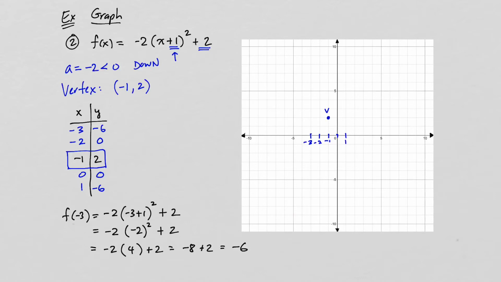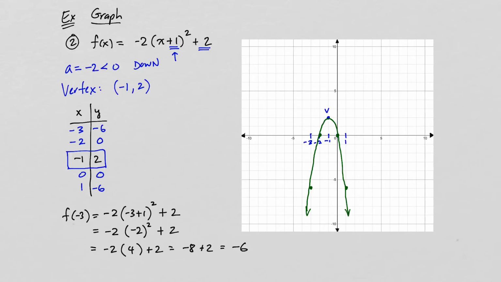So -3, -6 is this point here. -2, 0 is this point. 0, 0, of course, is the origin. And 1, -6 is down here. And so the graph of this function looks something like this.